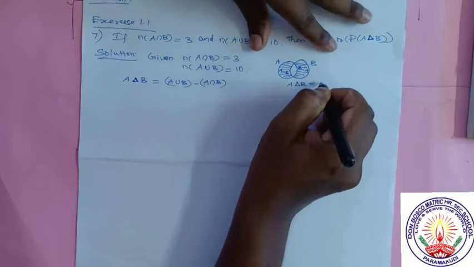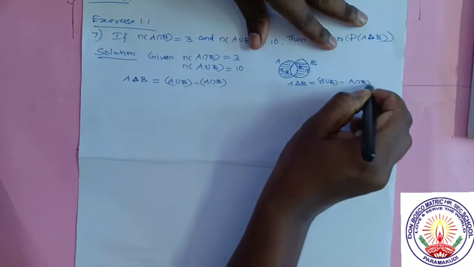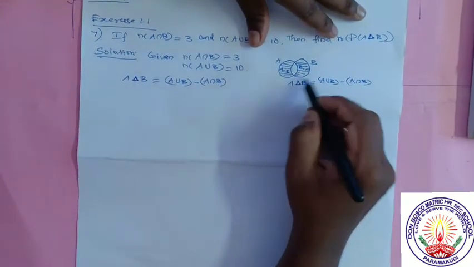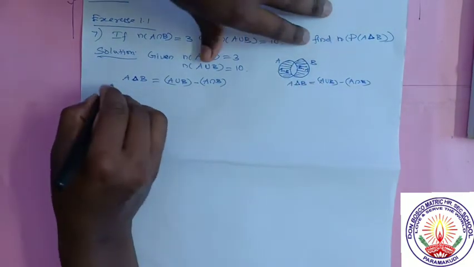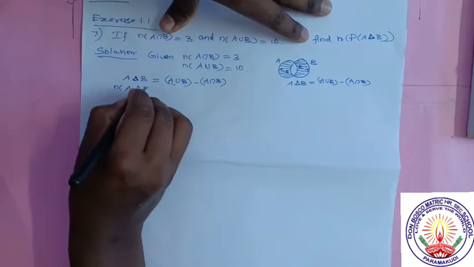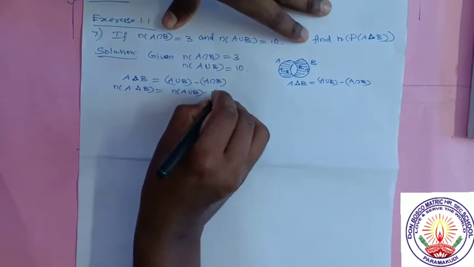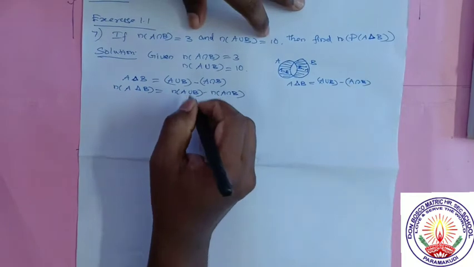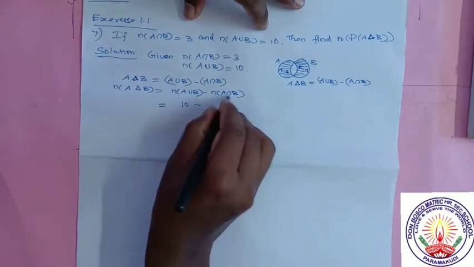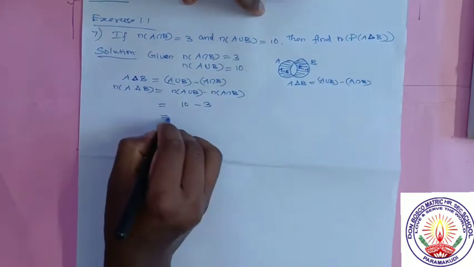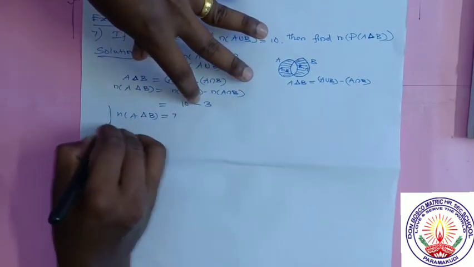This is the same as A union B minus A intersection B. From A union B, if you remove only the intersection, this is A union B minus A intersection B. So the formula is n of A symmetric difference B is equal to n of A union B minus n of A intersection B. We are given n of A union B is 10 and n of A intersection B is 3, so 10 minus 3 is equal to 7. Therefore n of A symmetric difference B is equal to 7.